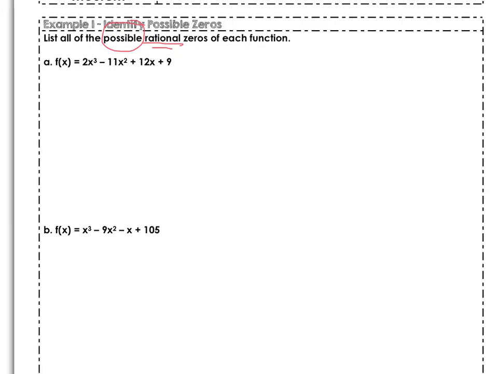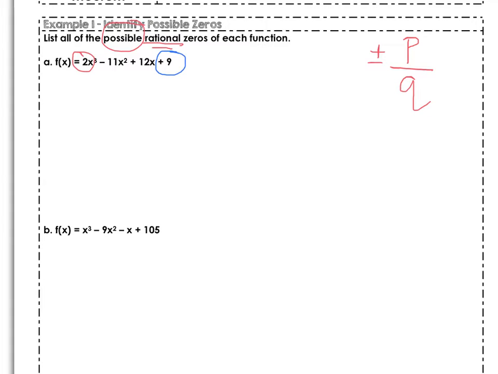This theorem does not identify actual zeros until you've actually proven that they are ones, and it's not going to identify irrational zeros. So the key thought on this one is identifying your p's over your q's, okay? P's are going to be factors of your constant term over here, and q's are going to be factors of your leading term over here, okay?